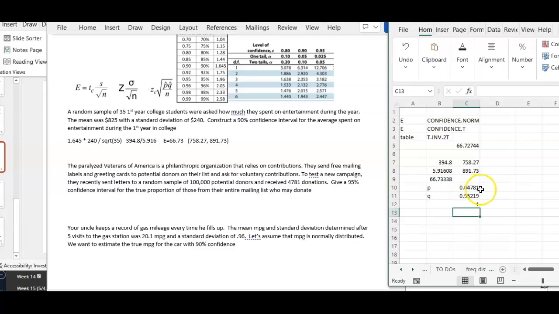So we have P as 0.04781 and Q is 0.95219. So we're going to multiply those two together and divide them by the sample size and then take the square root. So I'm going to take this number, I'm going to multiply it by this number, and I'm going to divide the whole thing by the sample size, which is 100,000.